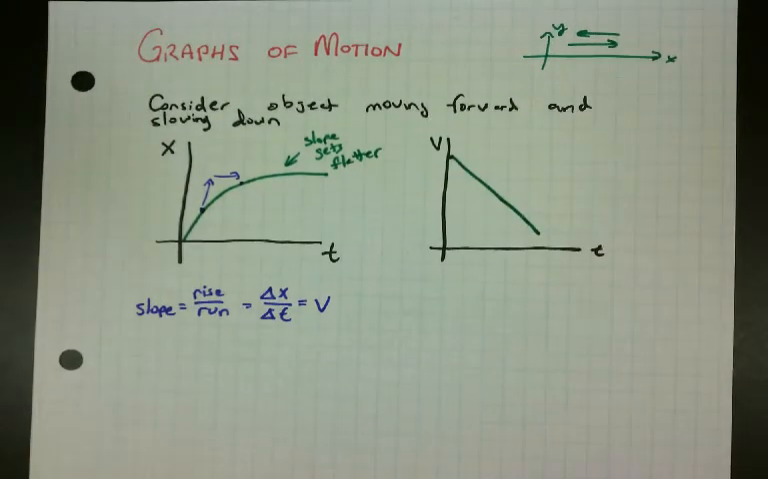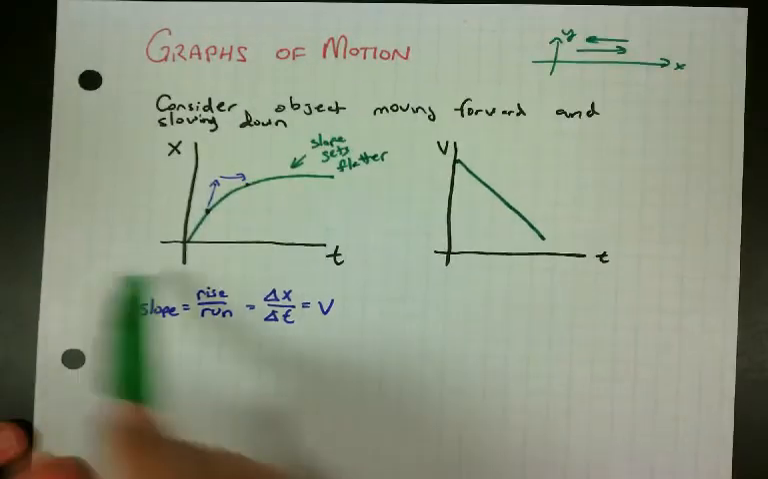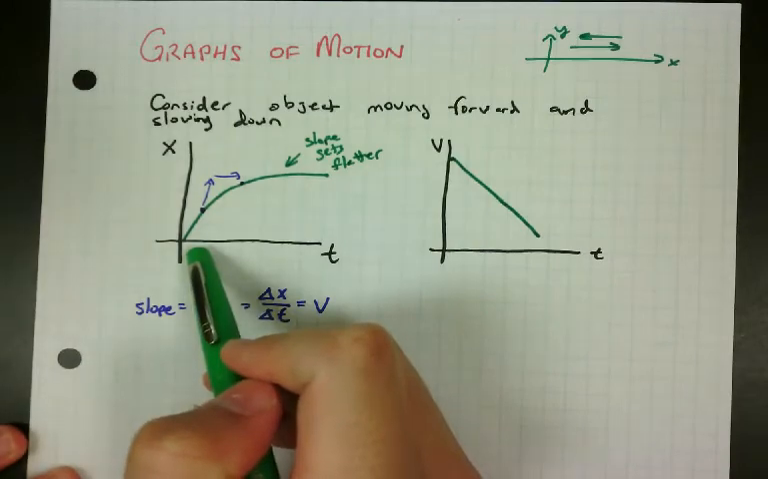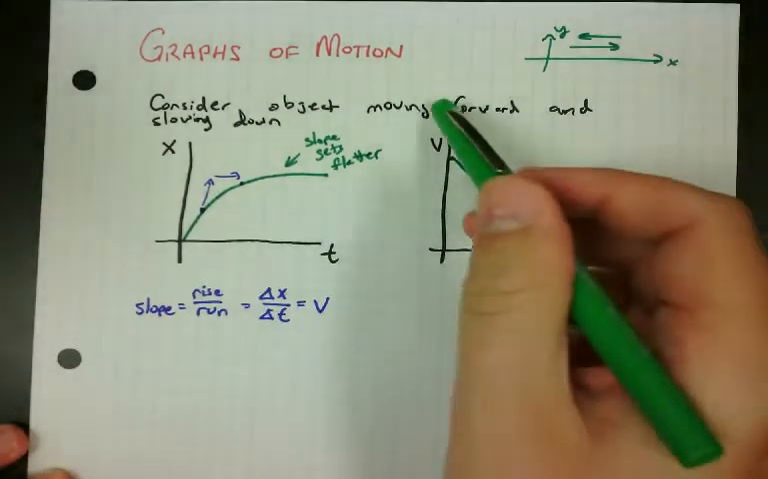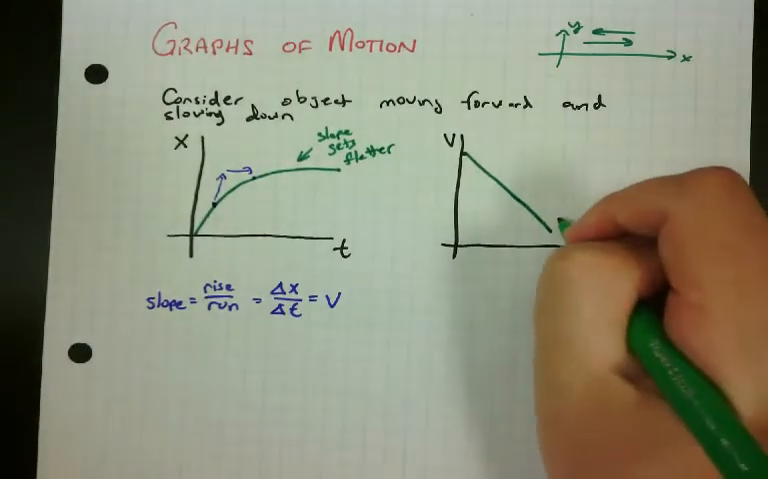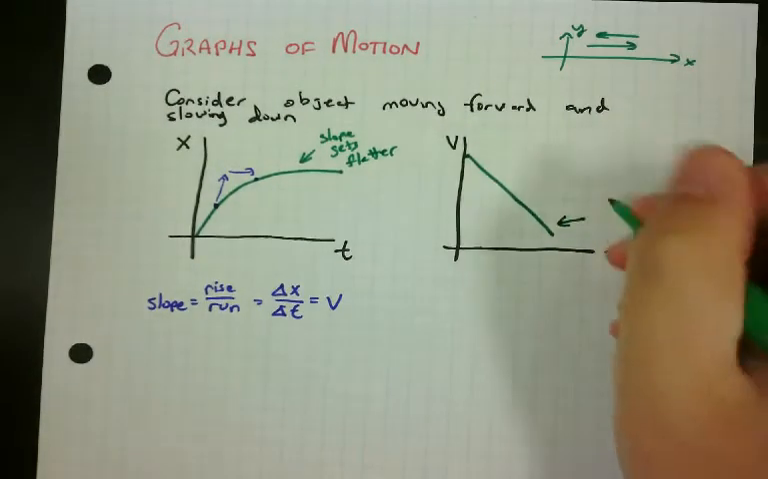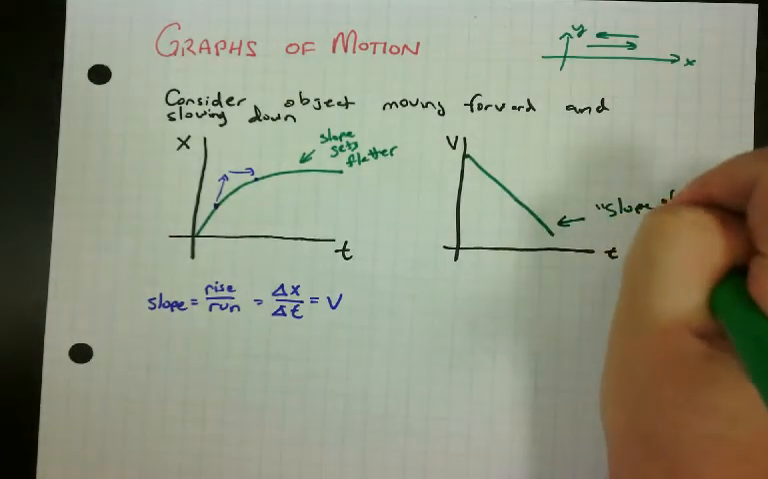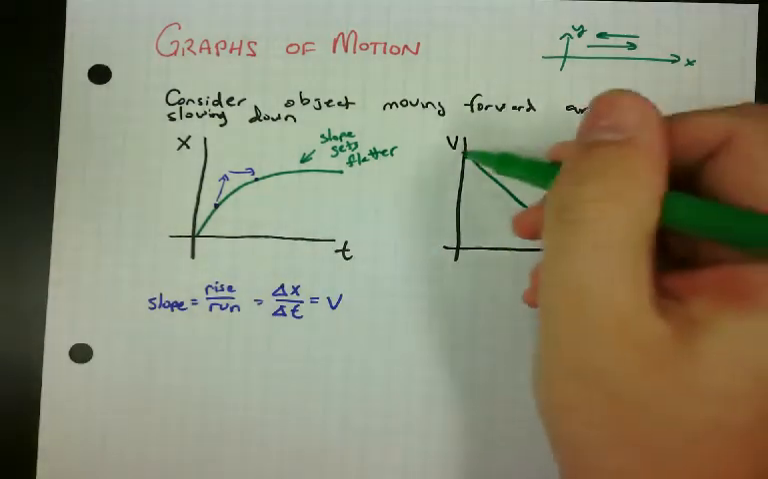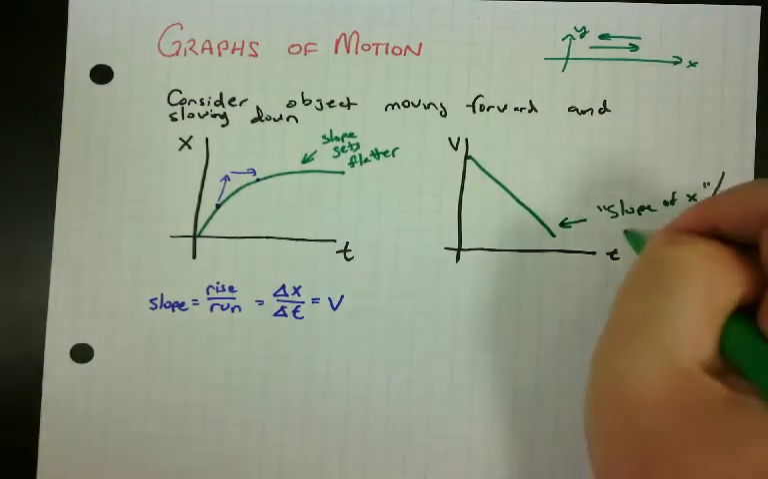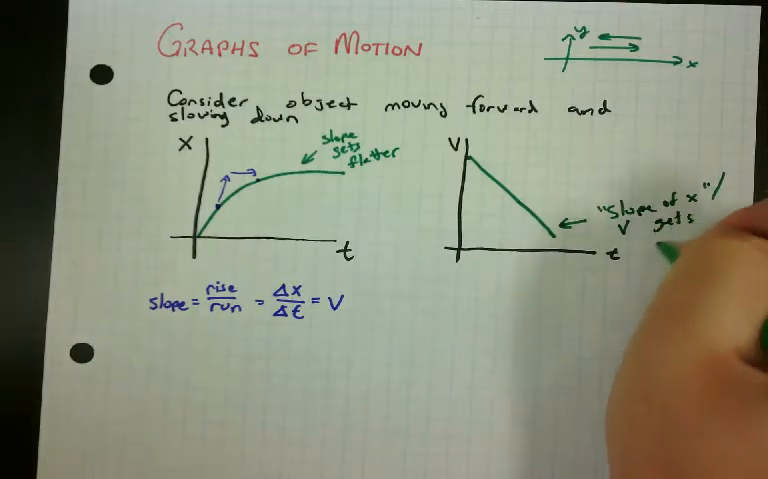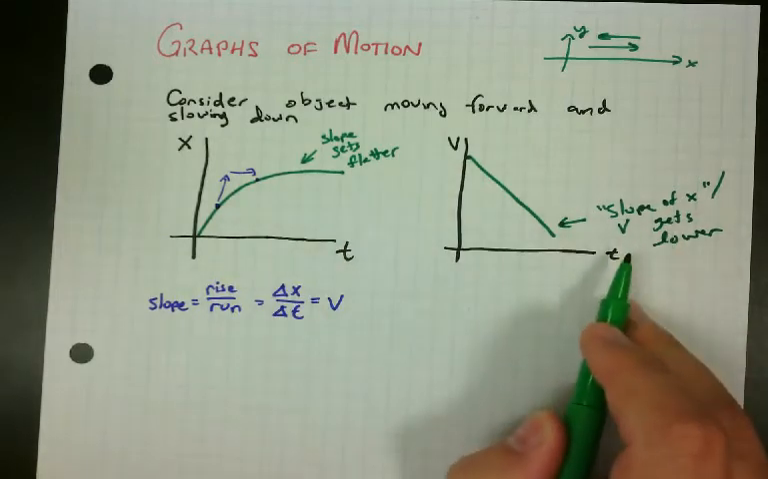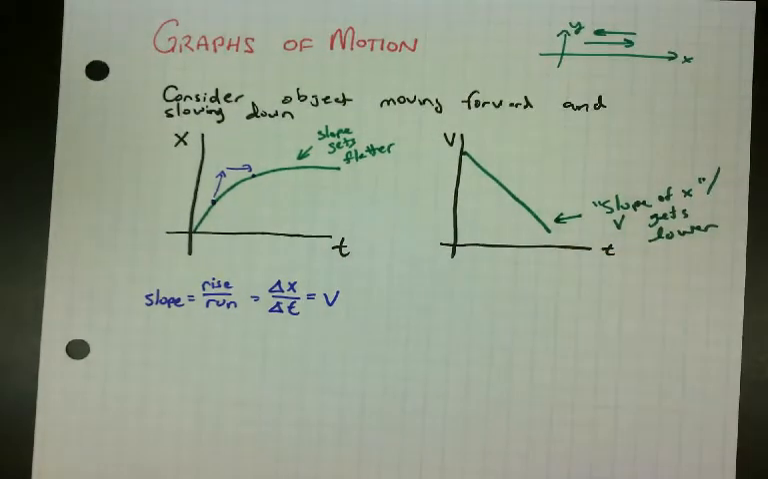So I want to point something out here, right? These two graphs are showing the same motion. But a position graph tells me that I slow down because it gets flatter. A velocity graph tells me I get slower because the velocity, so this is kind of a graph of the slope of position, but the slope of x or the velocity value gets lower. So this tells me I get slower by becoming flatter. This tells me I get slower by getting closer and closer to 0, right?